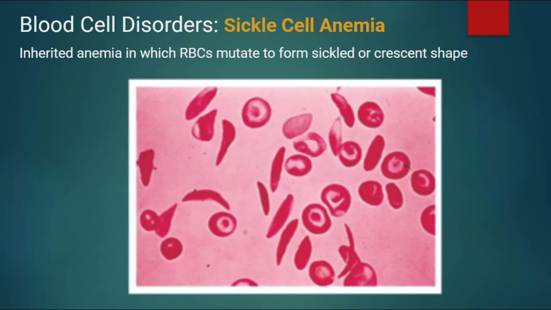This sickling process is not constant. It often occurs during times of low oxygen, dehydration, infection, or stress, which can trigger a sickle cell crisis. During a crisis, patients may experience severe pain, tissue hypoxia, and potential organ damage. The important takeaway from this image is that sickle cells are not only misshapen but also dysfunctional. They both shorten RBC lifespan and cause blockages, which explains why patients suffer from both anemia and vaso-occlusive complications.